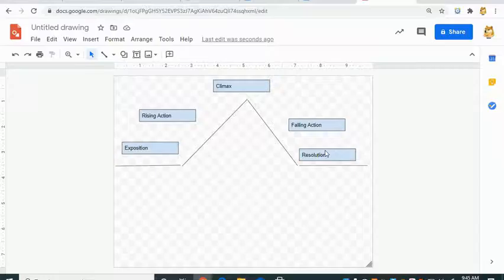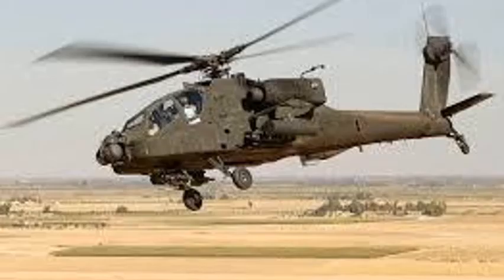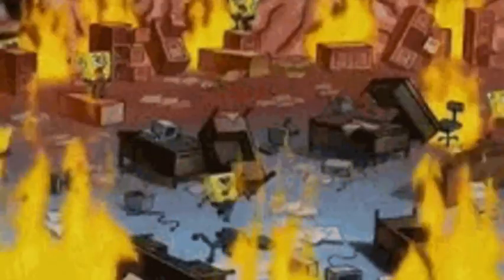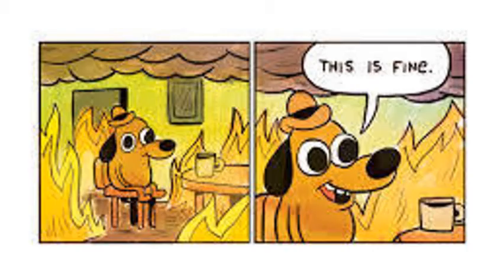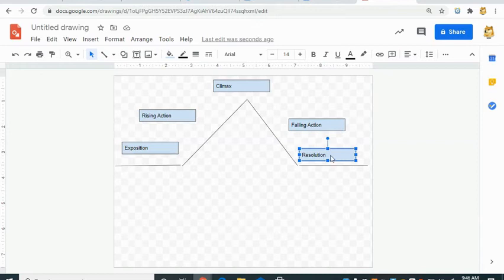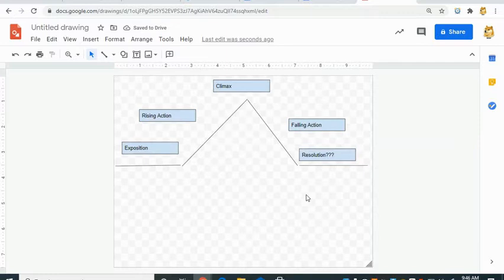But it doesn't always have to be a good resolution. Maybe they're flying away from the zombie apocalypse in the chopper, and then suddenly the engine starts failing. They're like, we're going down! And then the chopper explodes. The end, question mark. Something like that. So it doesn't always have a good resolution. And you should probably remember these things.